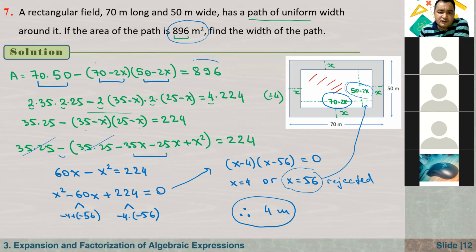So actually, the difference gives us the area of the path, right? And that is enough for understanding the problem. After this step, the rest is just algebra. Ayam, what you have to do here is expand this, and take 896 to the left-hand side and simplify, solve it. There's nothing else here. And the most important thing here is understanding the first question.